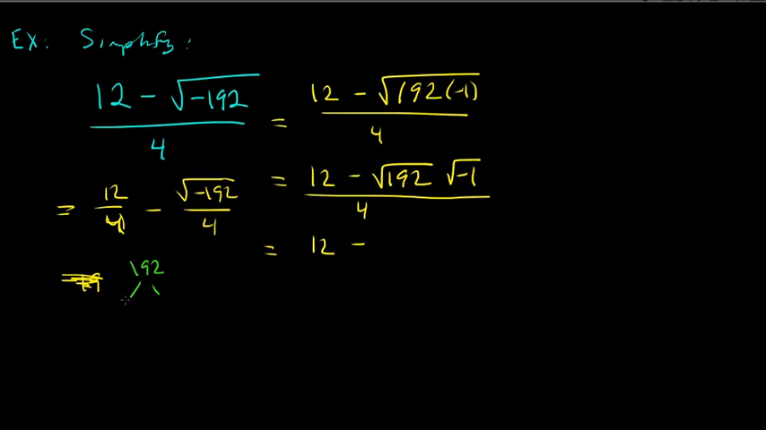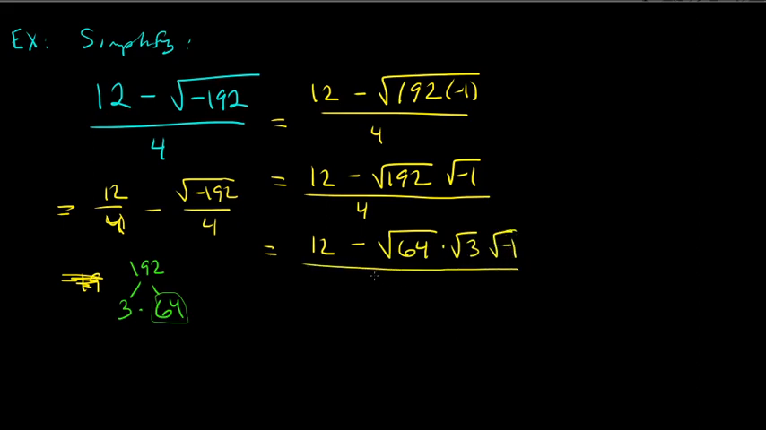So if you divide by 3, you get 64. So 192 is 3 times 64. And remember, 64 is a perfect square, right? It's 8 times 8. So we don't have to go any further here. I think the best way to do this is to write it as the square root of 64 times the square root of 3 times the square root of negative 1 all over 4. Right, so you see where this is going. Square root of 64 is just 8. Square root of negative 1 is i.